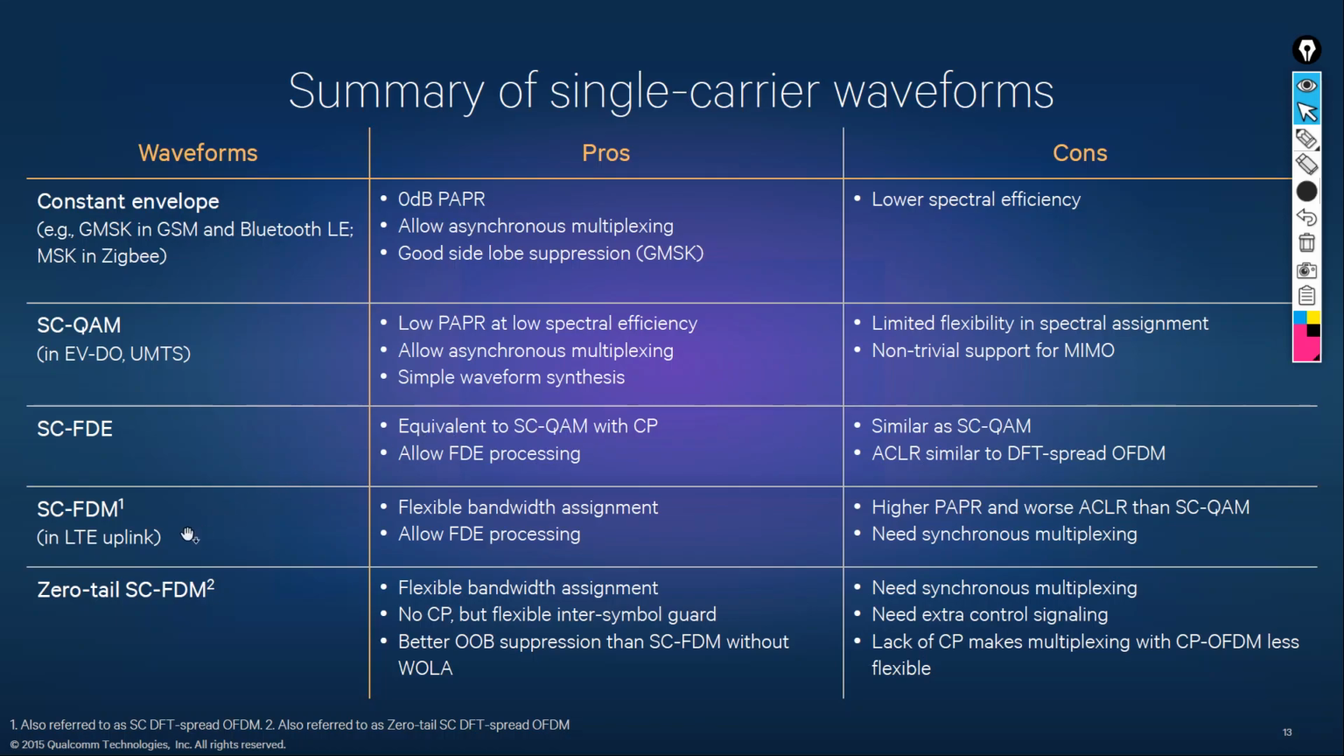Now the fourth waveform is single carrier FDMA, which is used in the current LTE, your 4G. All 4G mobile phones use single carrier FDMA in the uplink. When you send a message, when you upload a video, they use single carrier. The advantage of it is flexible bandwidth assignment, and it allows equalization in the frequency domain. But the problem is high peak to average power ratio, and it needs synchronous multiplexing.